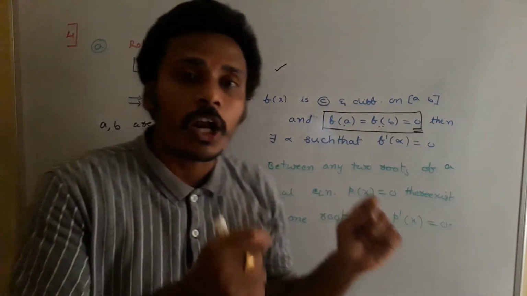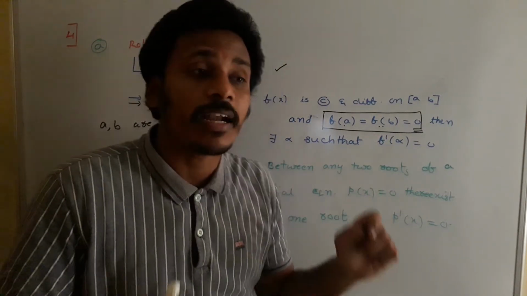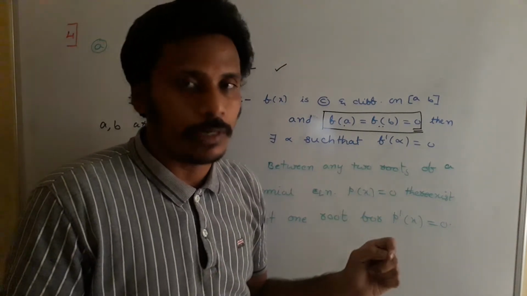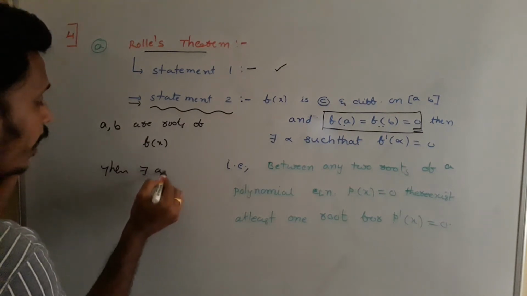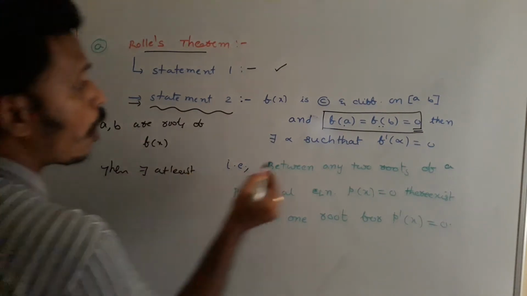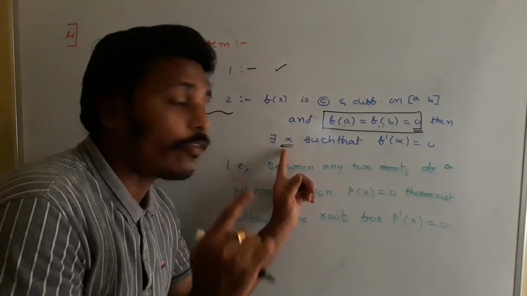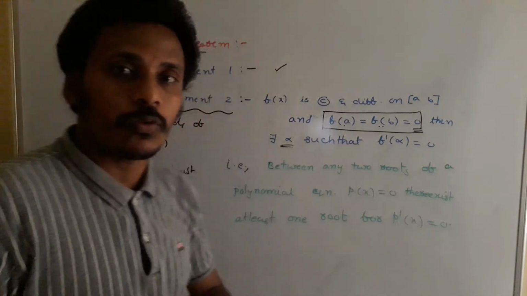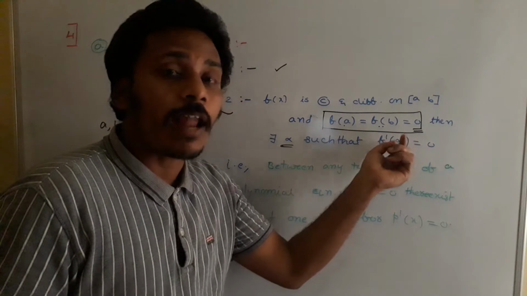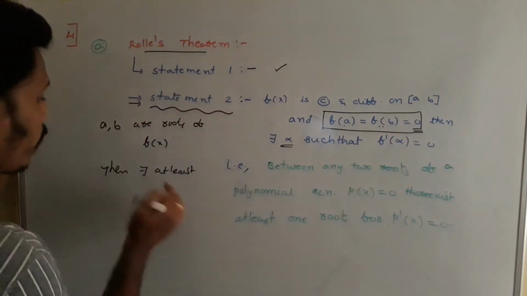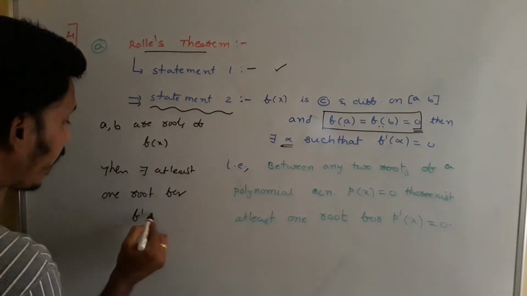See, a, b are roots of a function, and the graph of that function is continuous and differentiable in between a and b, that means in the interval ab. Then there exists at least one alpha such that f dash of alpha is equal to 0. As we discussed in the last class, that means alpha is a root of f dash of x. So there exists at least one root for f dash of x.